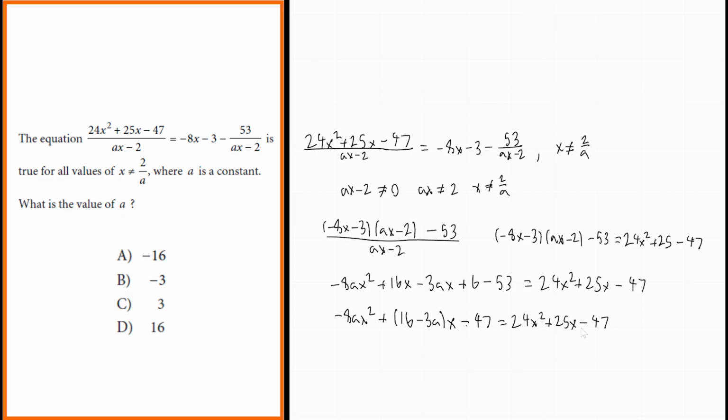And we want to see what values of a here will make this side of the equation equal to this side of the equation, which means the x squared terms have to be equal, the x terms have to be equal, and the constant terms have to be equal. Fortunately, the constant terms are already equal. Negative 47 equals negative 47. So we can cancel this out. We don't need to worry about that.